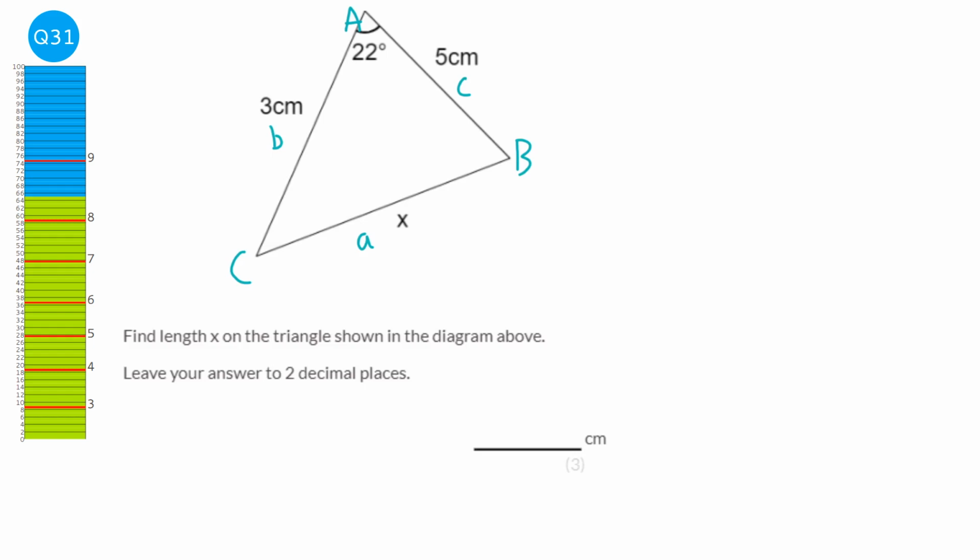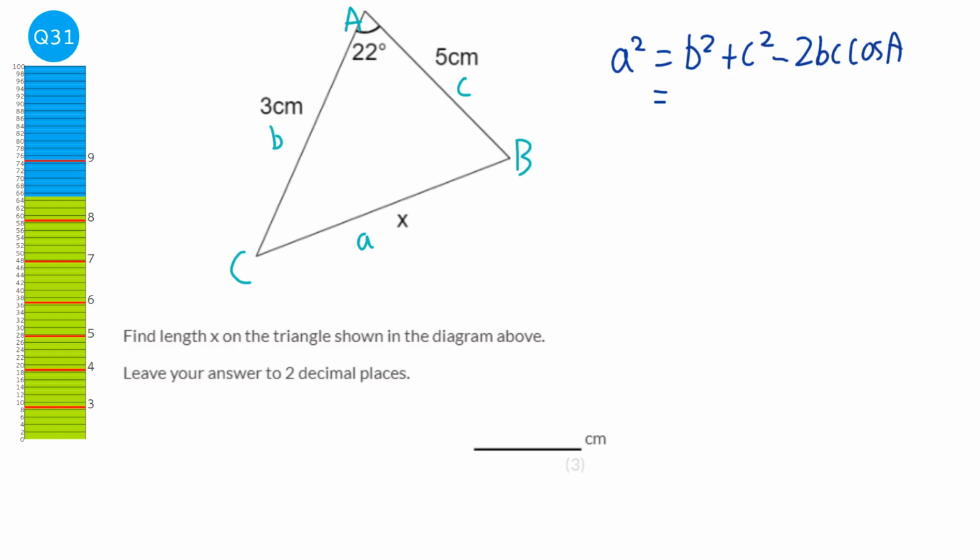Well, here we're given 3 lengths. Well, actually one of them is unknown, but there's 3 lengths involved and an angle, so that's definitely going to be cosine rule. So we're going to write out the cosine rule for when we've got a length, which is the one that starts with a squared. So it's a squared equals b squared plus c squared minus 2bc cos A.